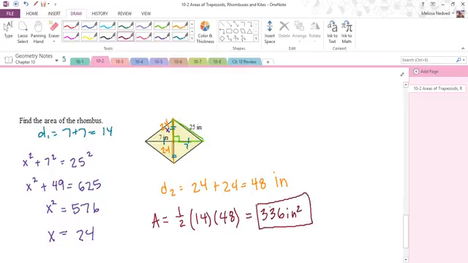So again, there'll be times where you're not given everything that you need, but lots of times you'll use right triangles, whether it be a special right triangle or the Pythagorean theorem, to find that missing side length.